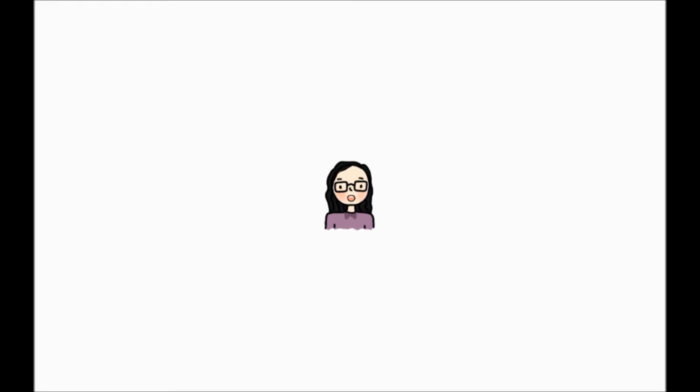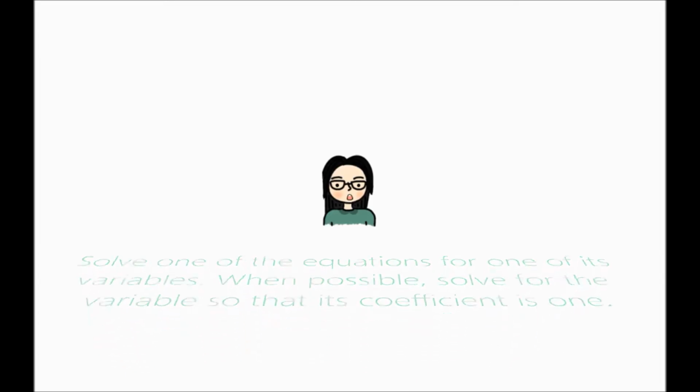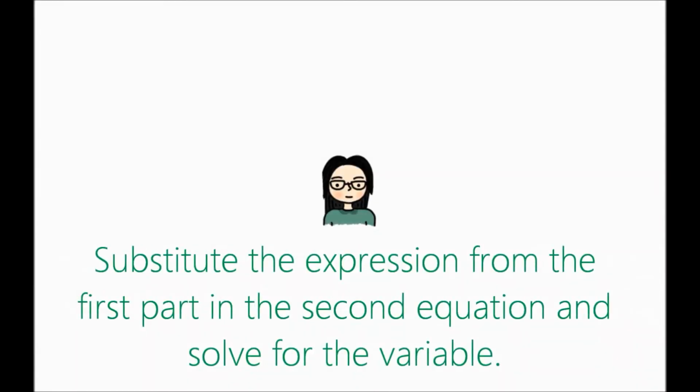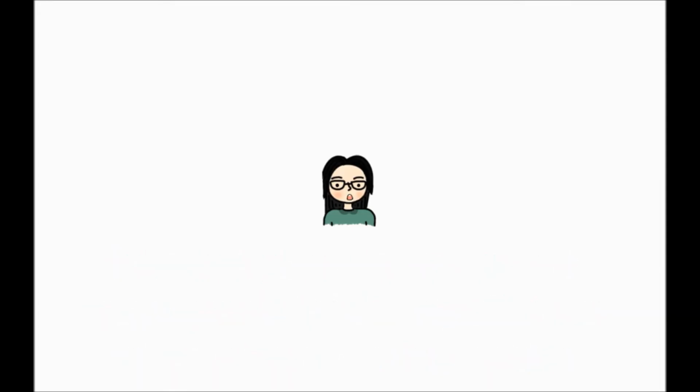Substitution is one of the more popular methods of solving linear systems. Let's see if it's the one for you. First, solve one of the equations for one of its variables. When possible, solve for the variable so that its coefficient is 1. Second, substitute the expression from the first part in the second equation and solve for the variable. Third, substitute your answer from the second part in the first equation and solve for the remaining variable. It's that easy. Still don't get it?